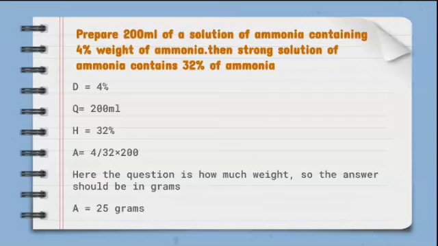So A is equal to 4 by 32 into 200. Here the ammonia is weight, so your answer has to be not ml, it has to be grams. Okay, here the question is how much weight, so the answer should be in grams. So A is equal to 25 grams. So there is no dilution here because it's the weight they are asking.